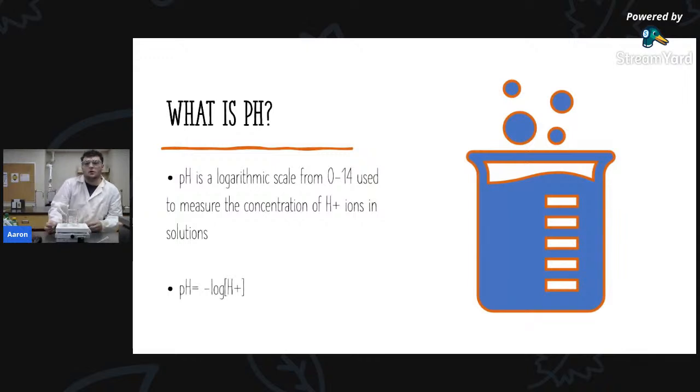So we're going to start with what is pH. pH is a logarithmic scale from 0 to 14, and it's used to measure the amount of hydrogen ions in solutions, which makes them acidic or basic. pH is equal to the negative log of the concentration of H+, and that's a little mathy. That's how we measure pH quantitatively, but today we're going to show how we measure pH qualitatively.